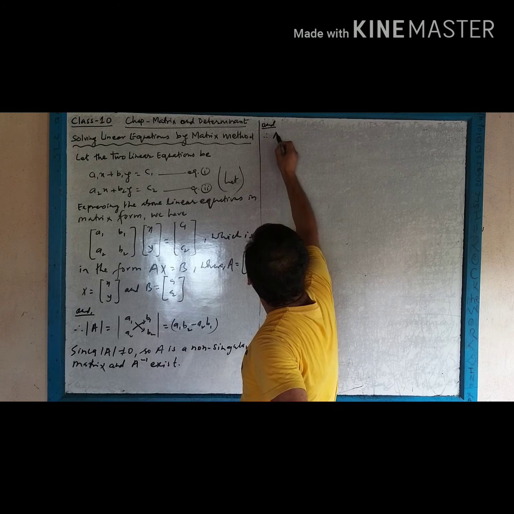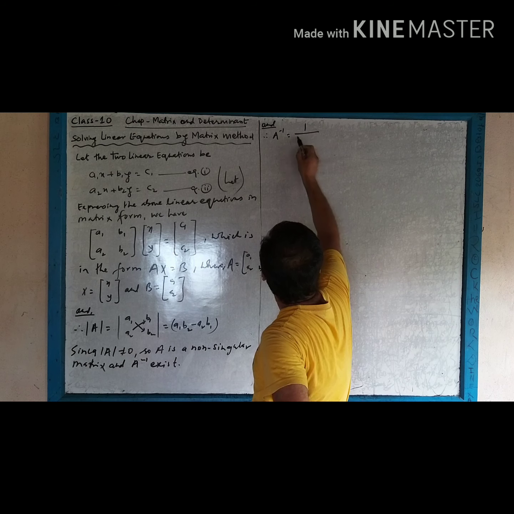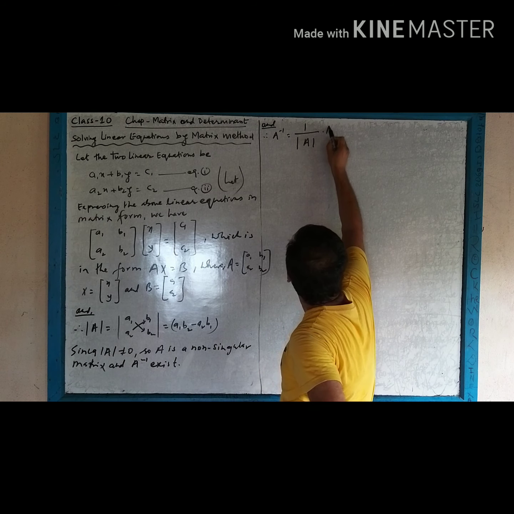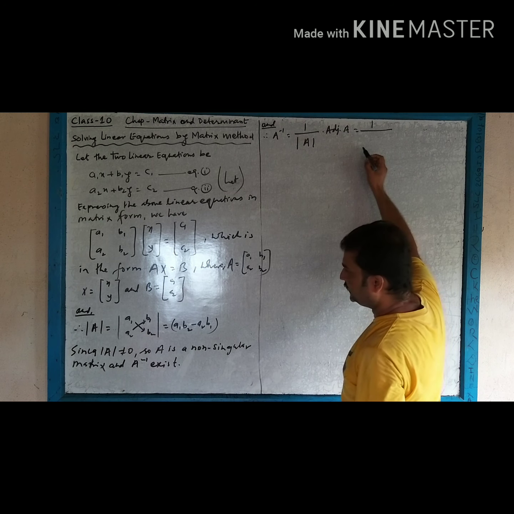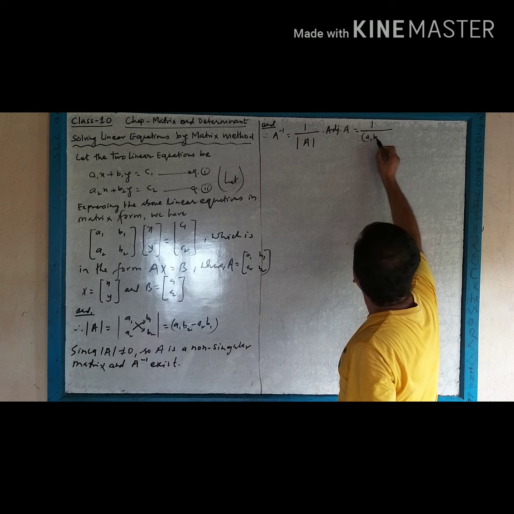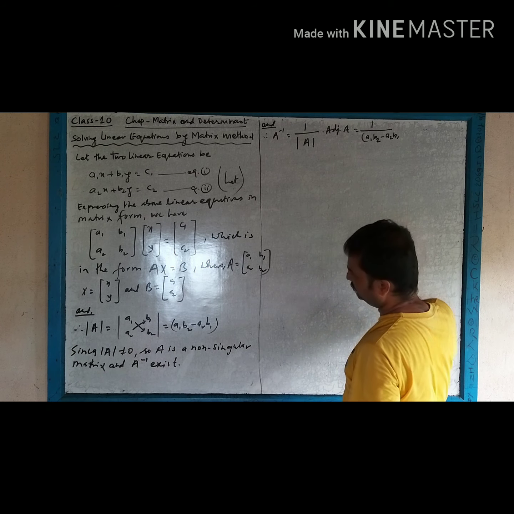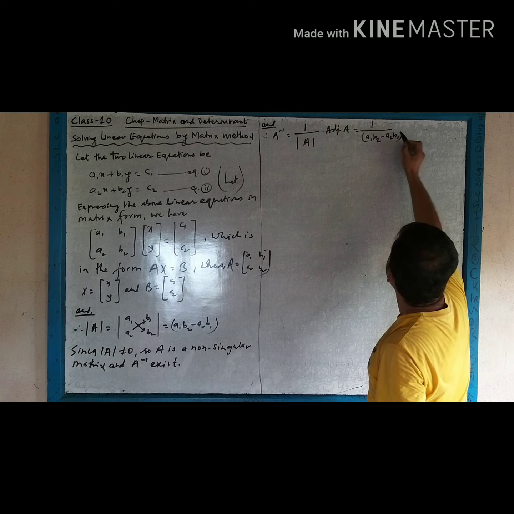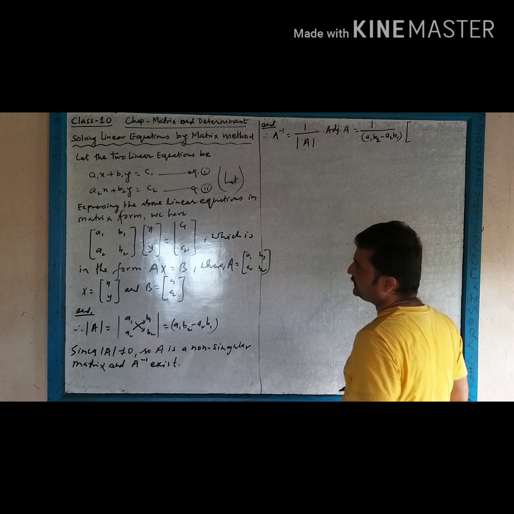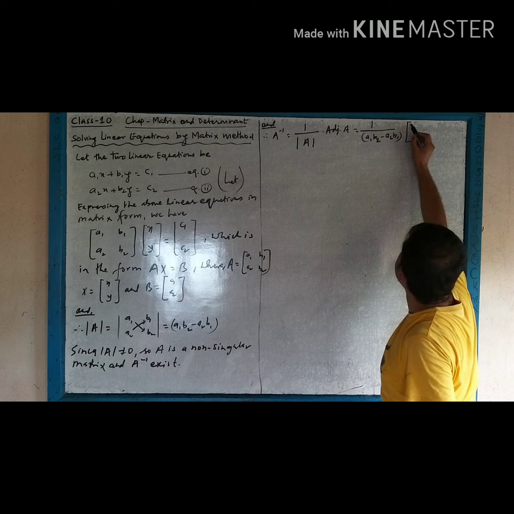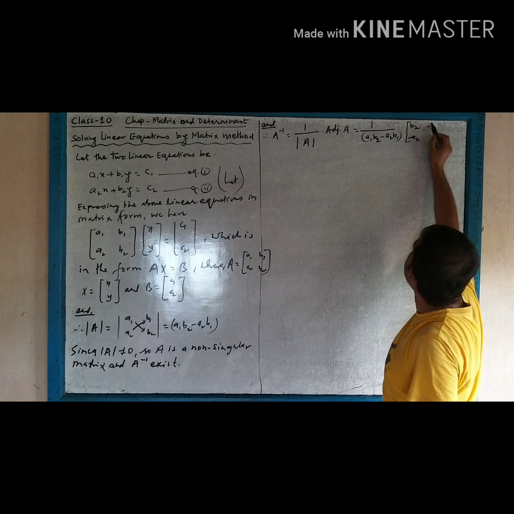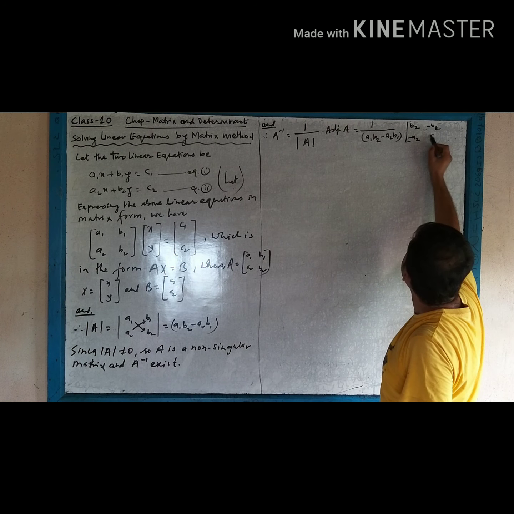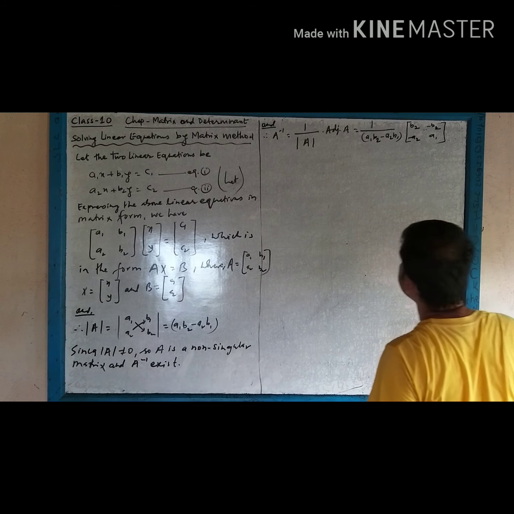And therefore, now A inverse is equal to 1 by determinant of A dot adjoint of A. What is 1 by determinant of A? That is 1 by A1 B2 minus A2 B1. And what is the adjoint of A? The principal diagonal elements change: this becomes B2, this becomes A1, and the other elements just have their minus signs changed.